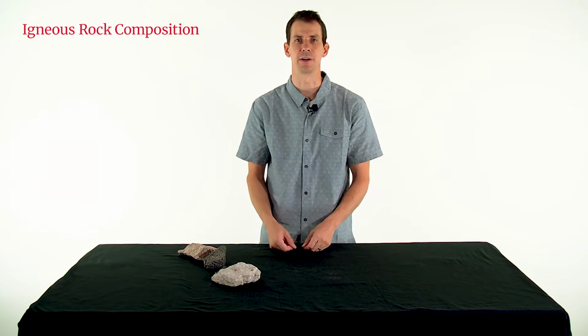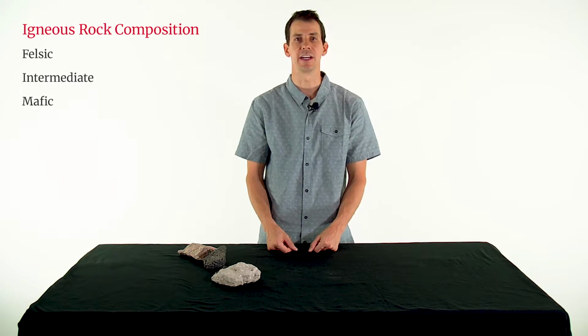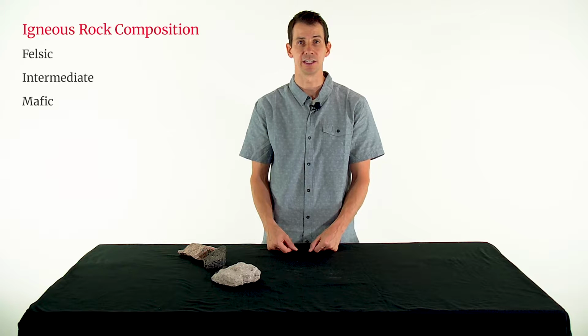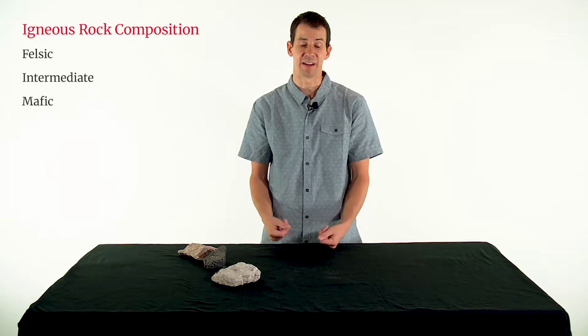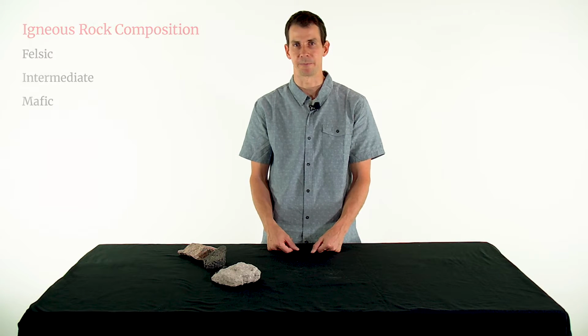The next thing that we want to look at is the composition. So we can summarize the composition of igneous rocks into 3 different categories. We can basically lump them together. We have felsic, intermediate, and mafic. Felsic meaning that it has a very high silica content, and mafic being a high content of iron and magnesium.